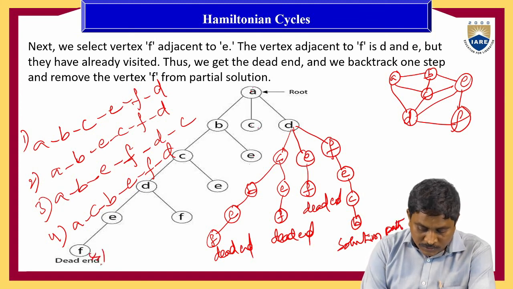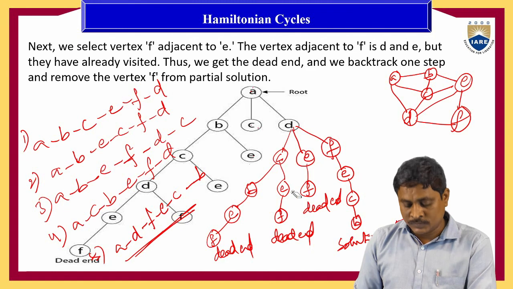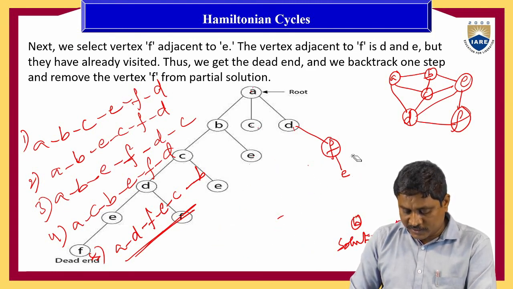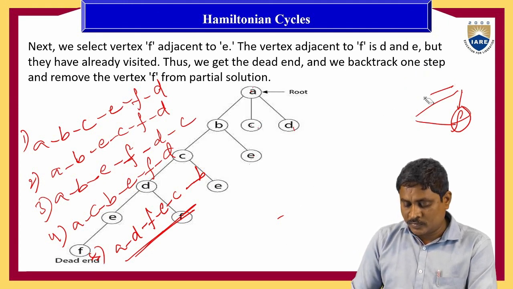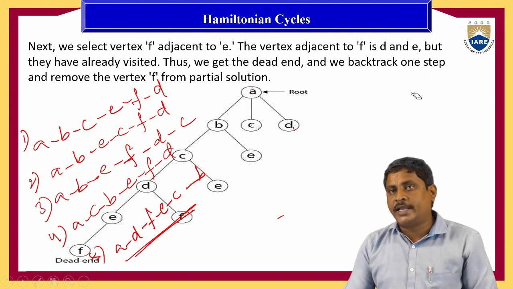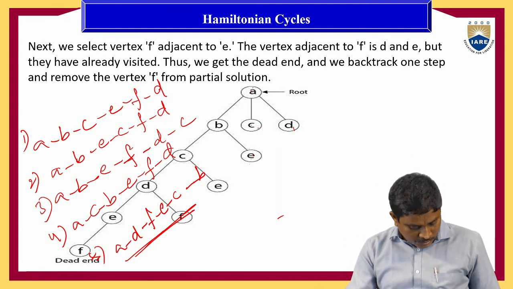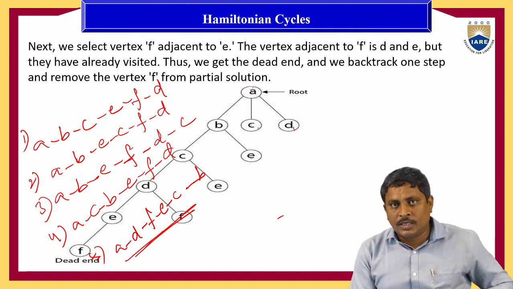So the fifth one is A to D, D to F, F to E, E to C, C to B. This is also a solution path. So in this way, we find different Hamiltonian cycles for the given graph by using backtracking, for any given graph.